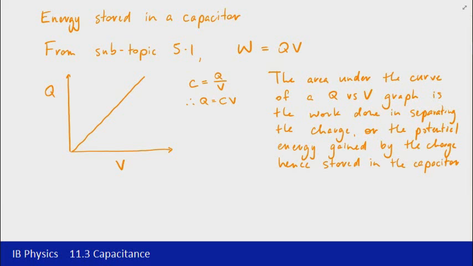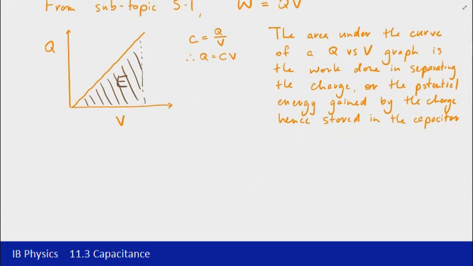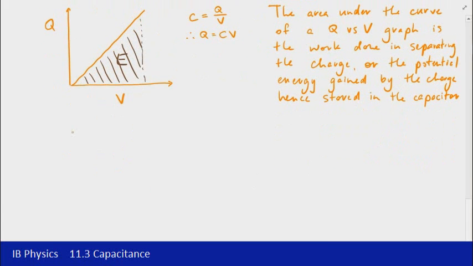Now, the area that we're dealing with here, let's imagine that we're looking at this particular potential difference. The area that we're dealing with is this area here, and as we said, that's going to be the energy stored in the capacitor. Using geometry here, we can see that the energy is going to be the area of a triangle. So energy here is going to be half times the base, so half V multiplied by Q. But we know that Q is equal to CV from our equation up here, where C would be the gradient of this line.